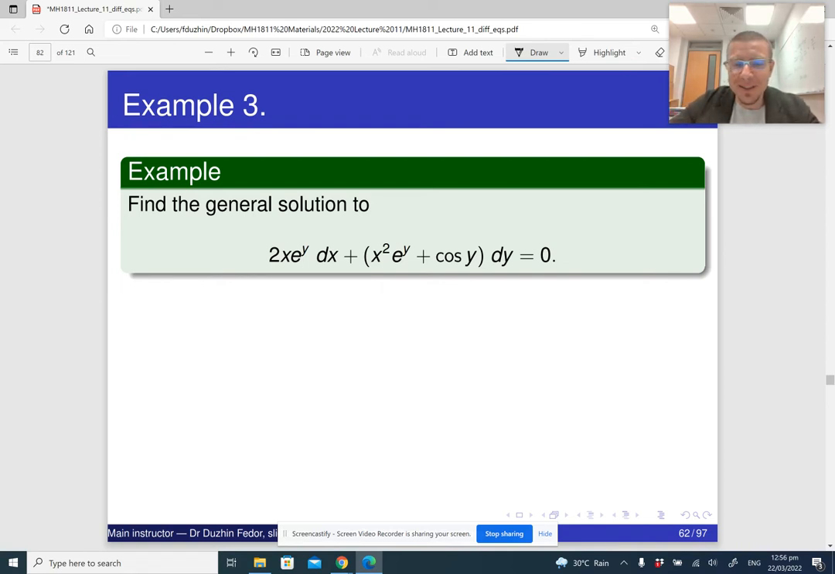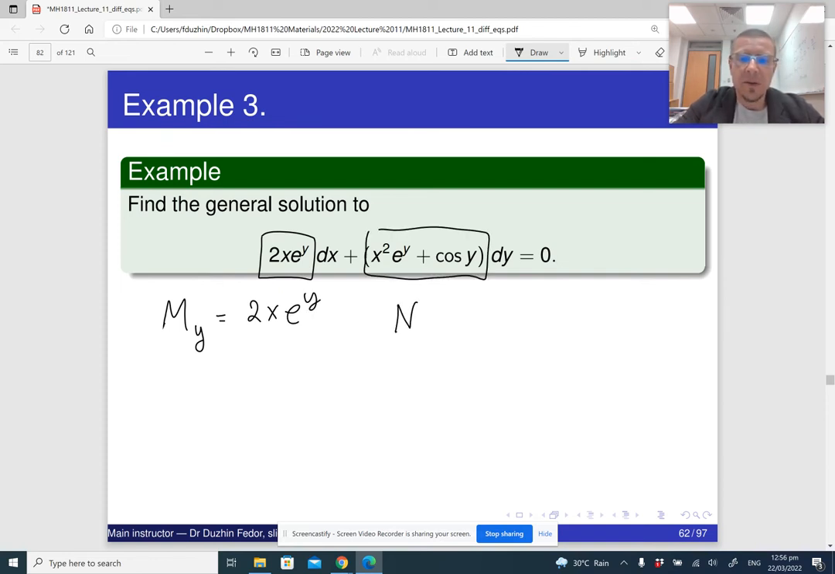So it means that in order for this to be solvable, it has to be exact. And of course it is exact, but let me just explain how we can again verify that. If this is M, the derivative of M with respect to y is going to be 2x e to the y. And if this is N, then the partial derivative of N with respect to x is going to be 2x e to the y plus cosine y doesn't have x, so that's it, and they are indeed equal. So this differential equation is exact.